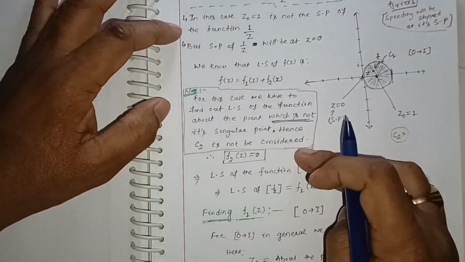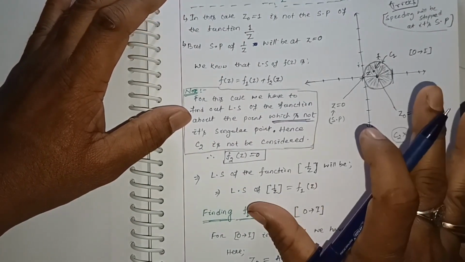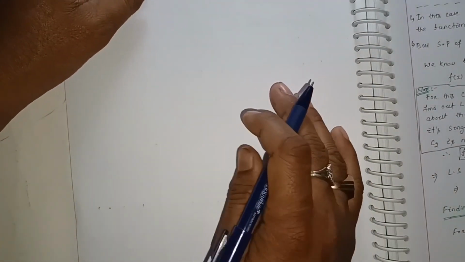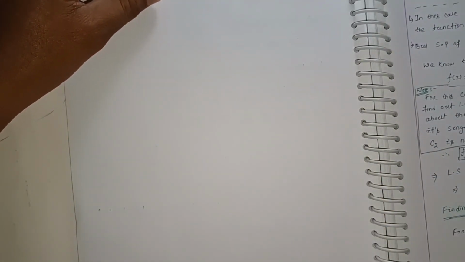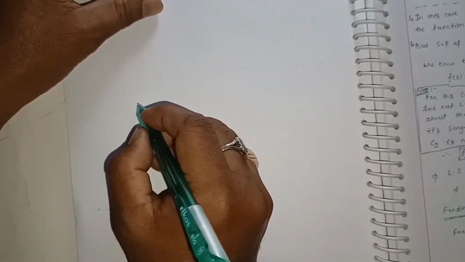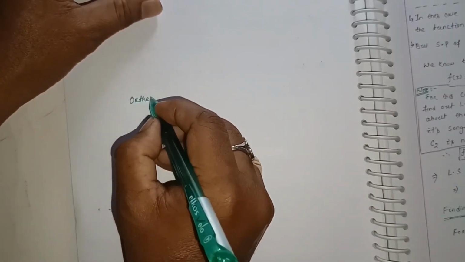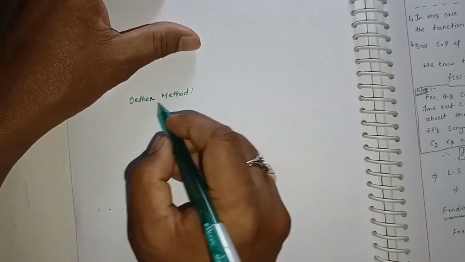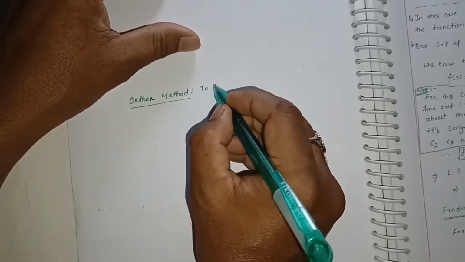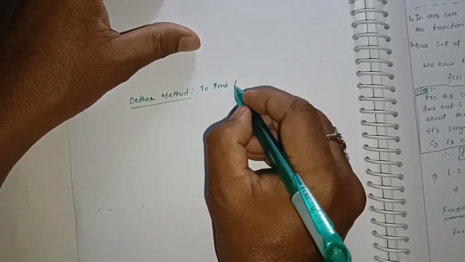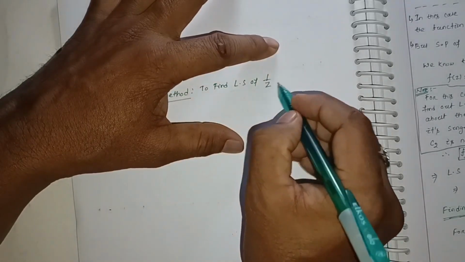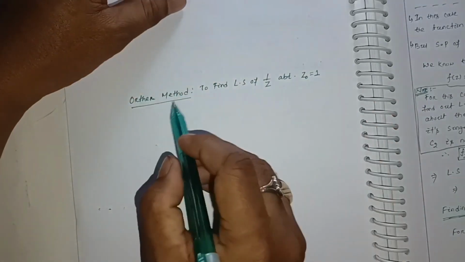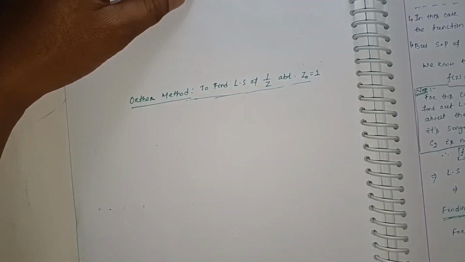So this is the method. This write-up, whatever I have written, there is no need to write in your exam. This is for your understanding. Keep it in your notes. Now, another method, here I'm writing, just watch. Another method to find the Laurent series of 1 by z about z0 equal to 1.